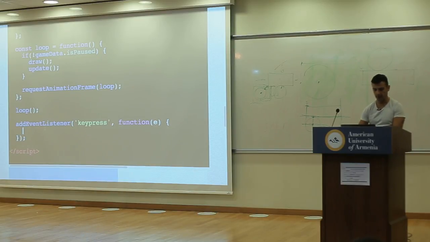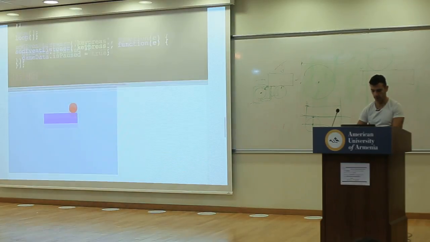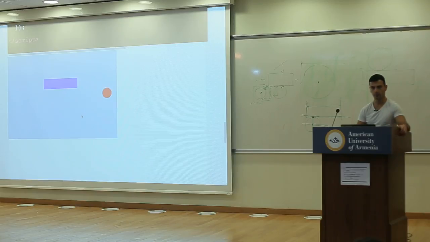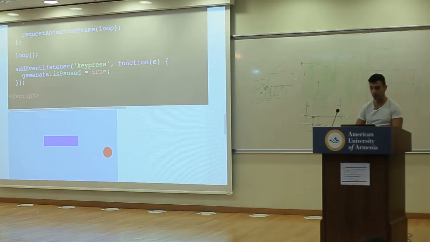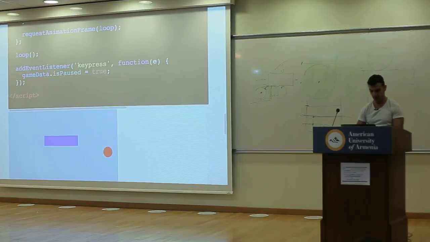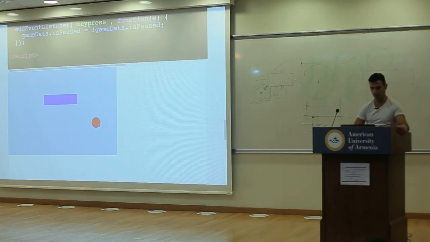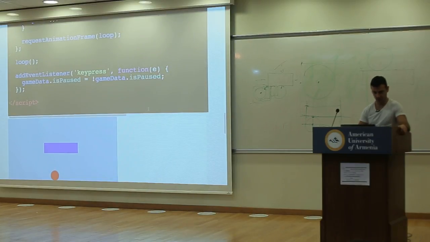Okay, so if this happens, game data dot is paused equals true. Okay, good question. Why don't we flip it to the opposite of is paused? Now look, if I press, it stops.